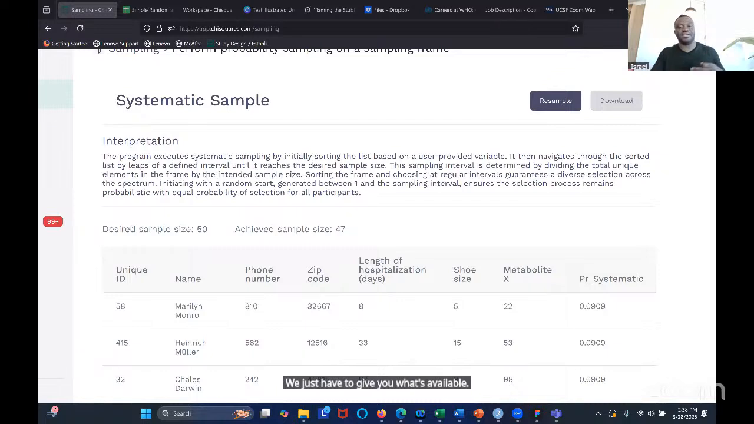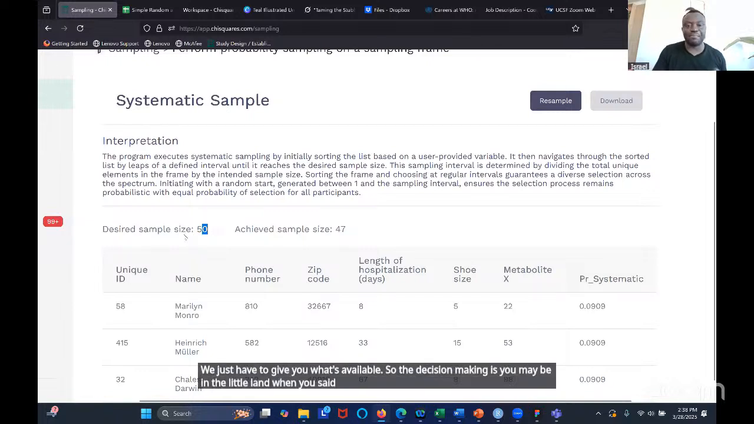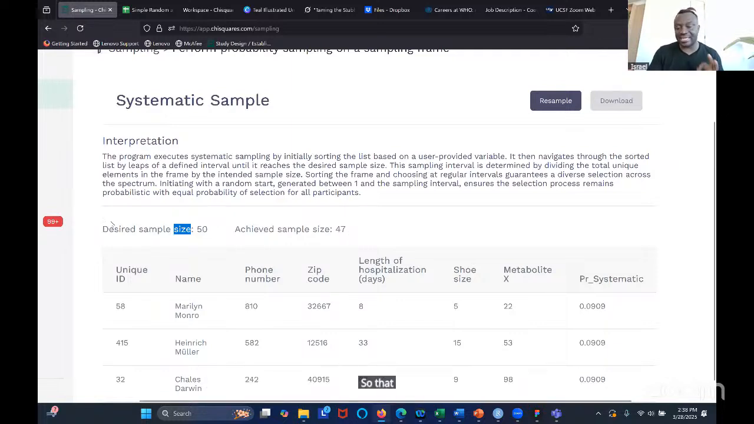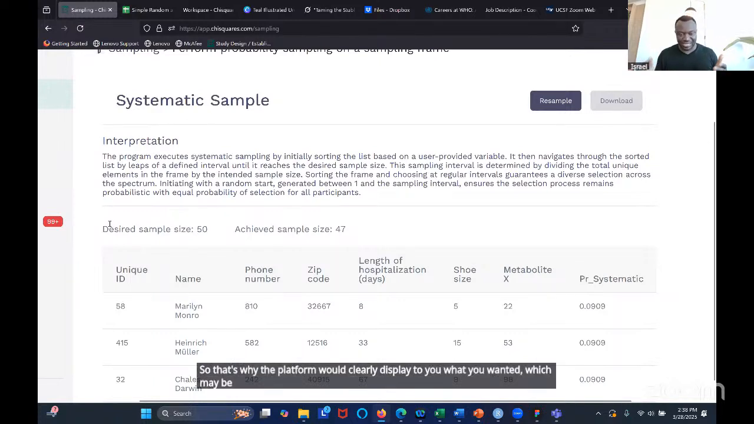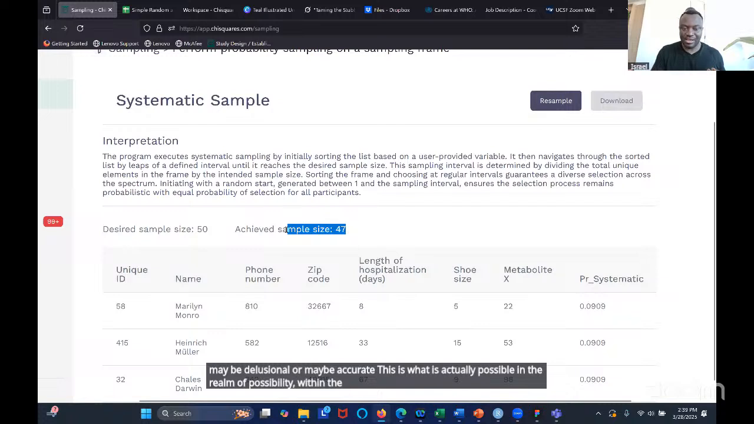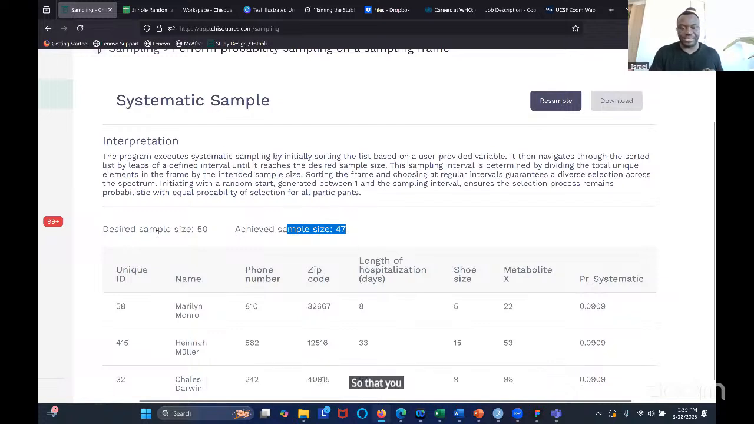So the decision making here is, you may be in la-la land when you said I want 50, but practically, based on the sampling frame you uploaded, this is what's possible. So that's why the platform would clearly display to you what you wanted, which may be delusional or may be accurate, versus what is actually possible in the realm of possibility within the sampling frame you uploaded. So that you can then know that, okay, I wanted 50, but what I can get is 47.